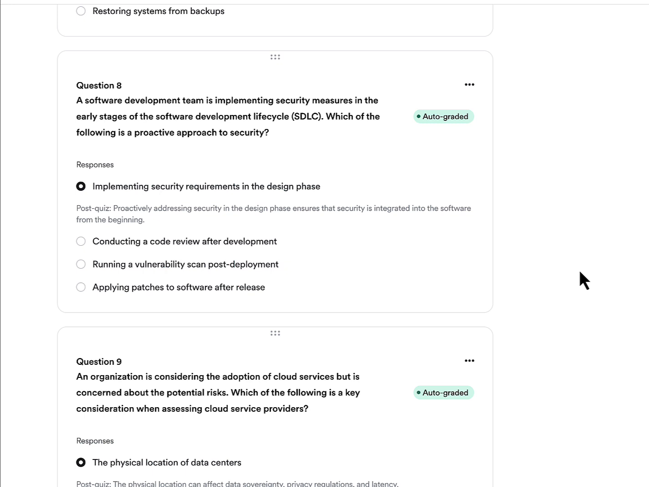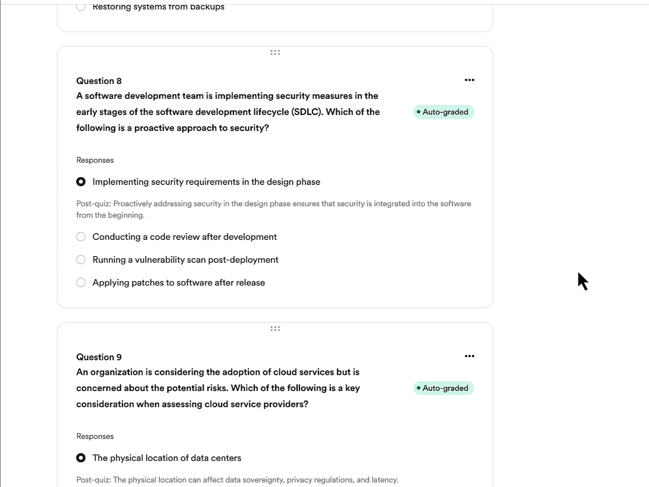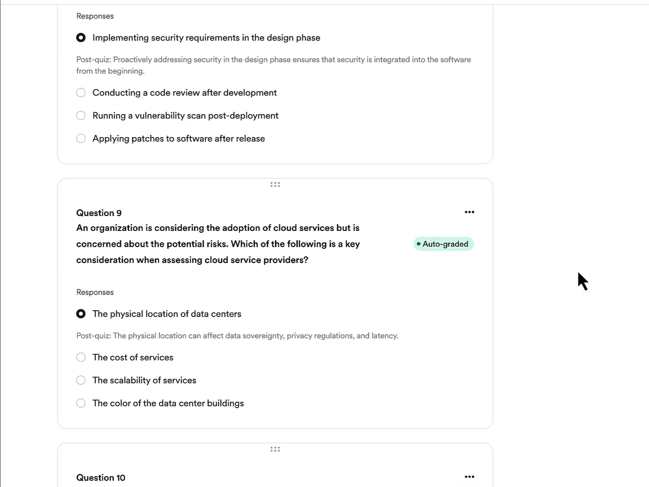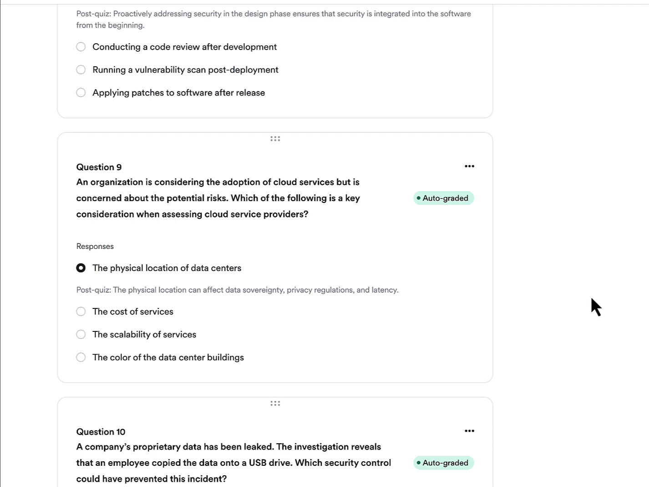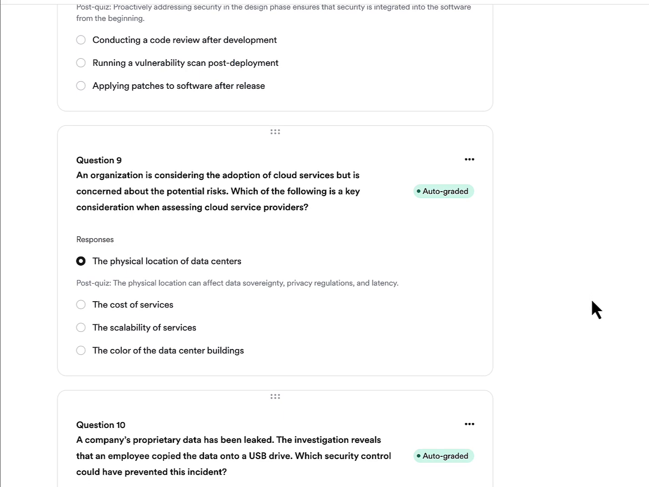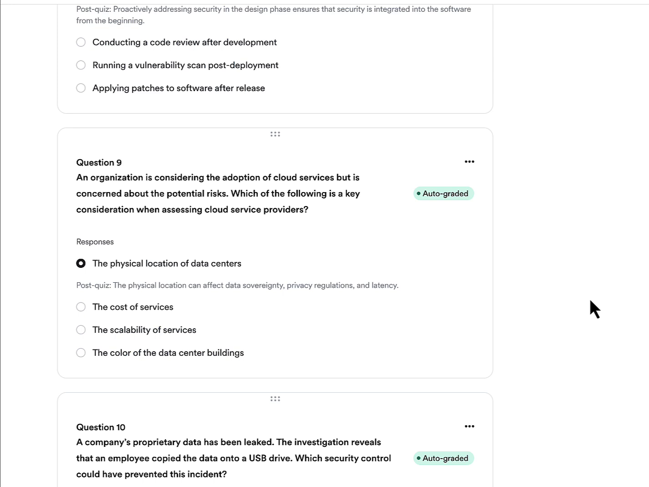So again, the software development team is in the early stages of the SDLC process. Which of the following is a proactive approach to security? And the answer is A, implementing security requirements in the design phase of the project. Again, working through always having security in the front of your minds. That does not mean it has to take over, especially when you're dealing with development, but it should be something that should be foremost in your minds as you are moving down this path of SDLC.